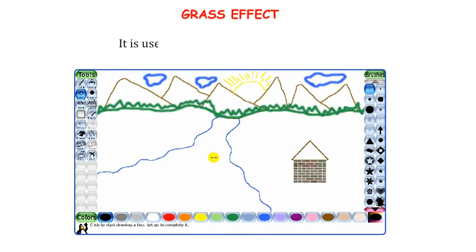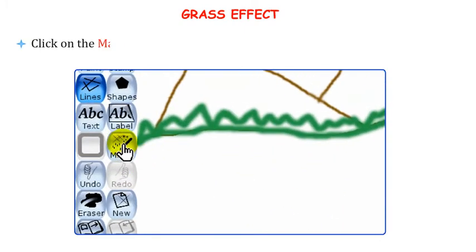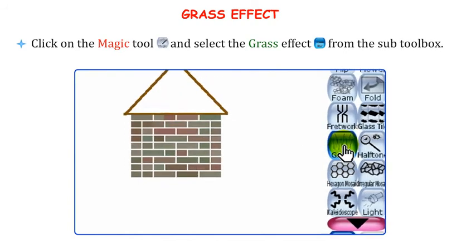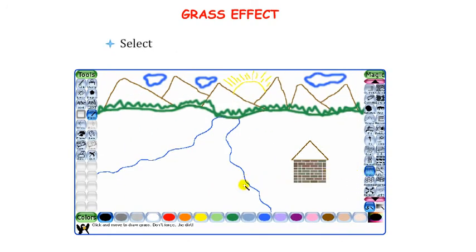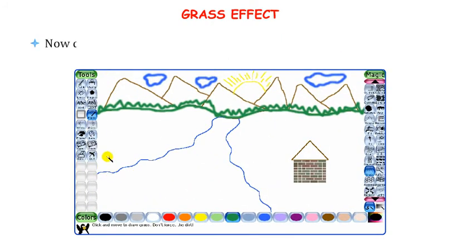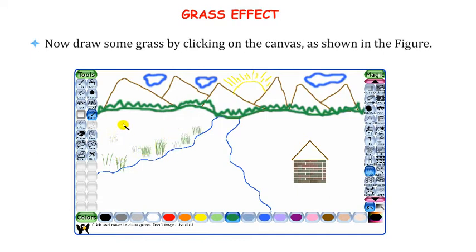Let us now find out how to use grass effect. It is used to give grass effect in a drawing. Click on the Magic tool and select the grass effect from the SUB-TOOLBOX. Select green color from the colors palette. Now draw some grass by clicking on the canvas as shown in the figure.